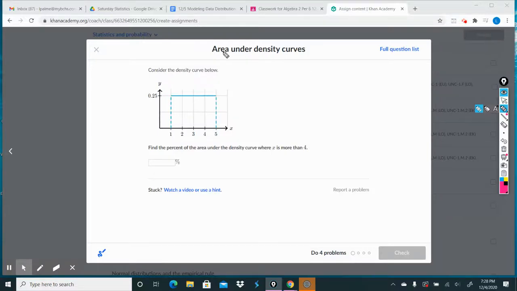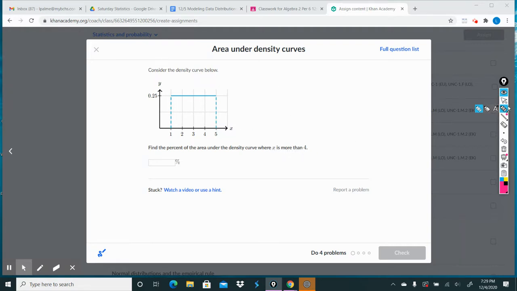Okay, this video is about the area under density curves, where we're trying to find the percent of the area under the density curves at specific amounts, whether it's where x is less than, or more than a specific number, depending on what you're talking about with your density curve. Here we have this density curve, where our x-axis is 1 through 5, and our y-axis goes up to 0.25. And we want to find the percent of the area under the density curve where x is more than 4.